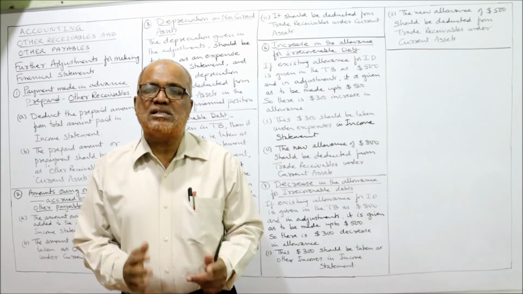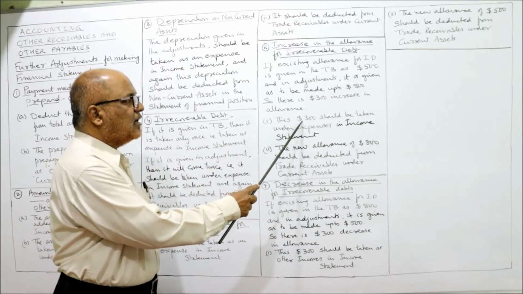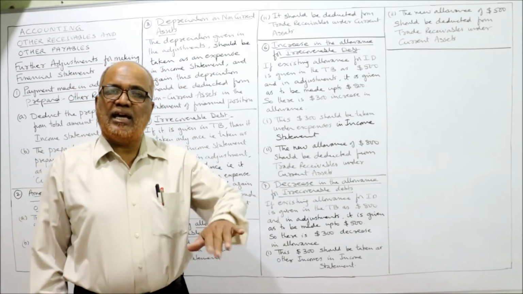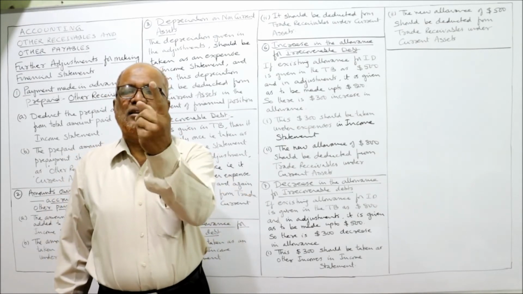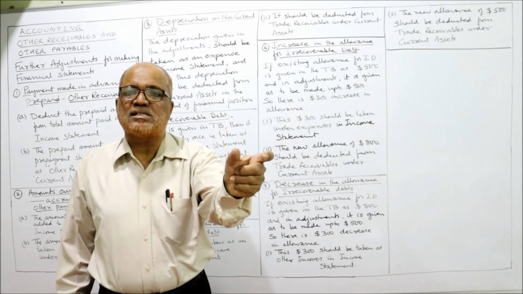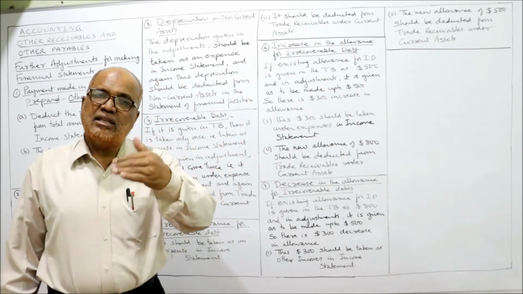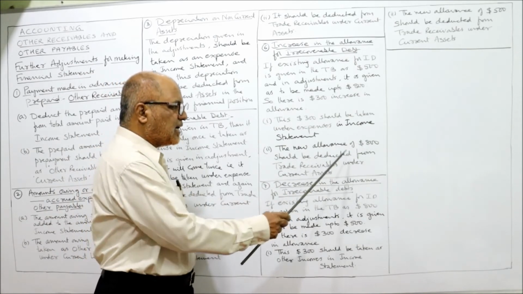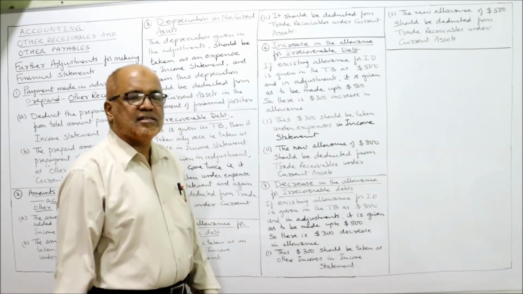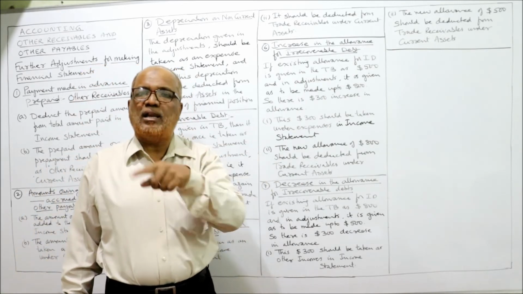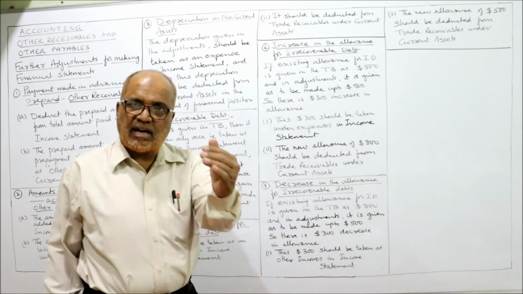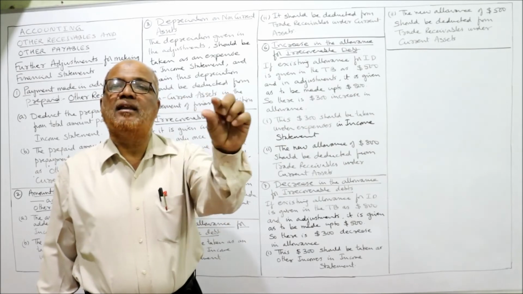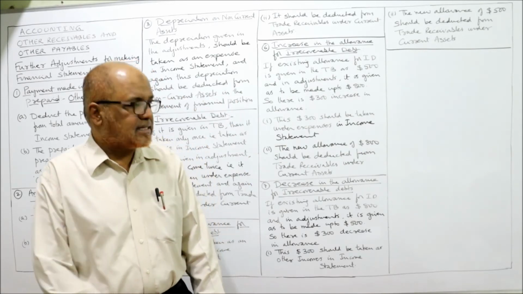Now how to adjust this $300? This $300 should be taken under expenses in income statement. First adjustment: the increase in allowance, 300, should be taken under expenses in the income statement. Now in the statement of financial position, the new allowance of $800 should be deducted from trade receivable under current assets. The total new allowance is $800 given in the adjustment. So $800 should be deducted from trade receivable under current assets.